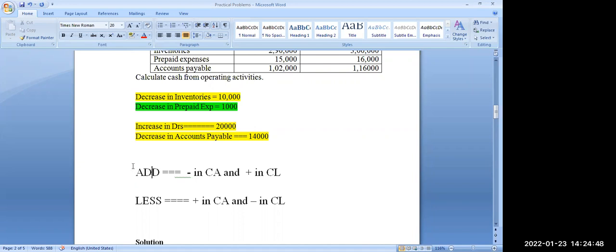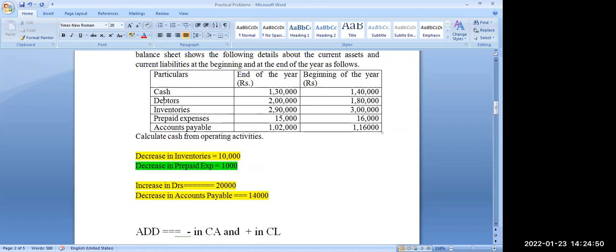Okay, so now look at this. There are some items given to you: debtors, inventories, prepaid expenses, accounts payable. Debtor is a current asset. Inventory is a current asset. What is prepaid expense? Current asset or current liability?